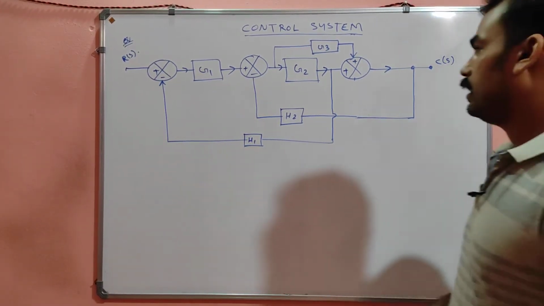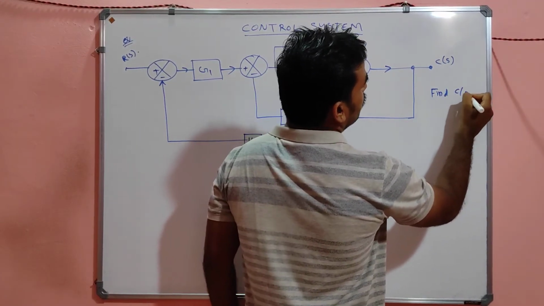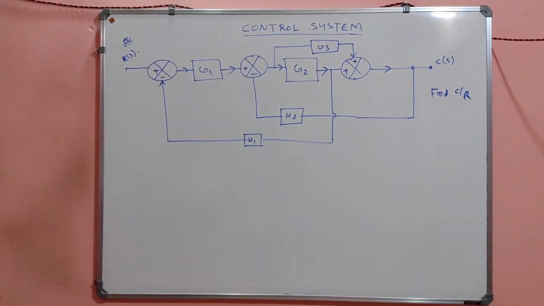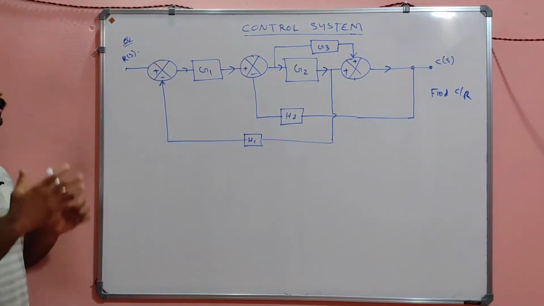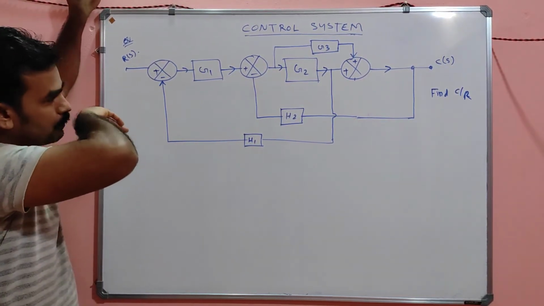So find C by R. Again the question is find C by R, or C of S by R of S, no issues. How can we do this, my dears? First we have to convert this into a signal flow graph. How can we do that?